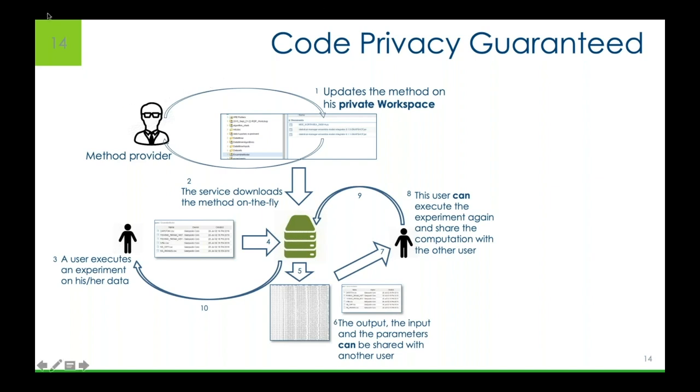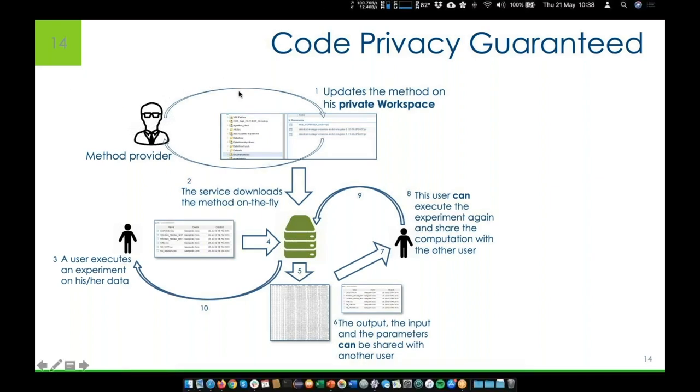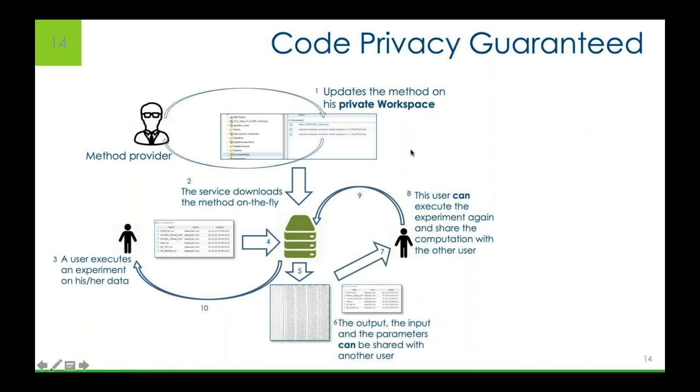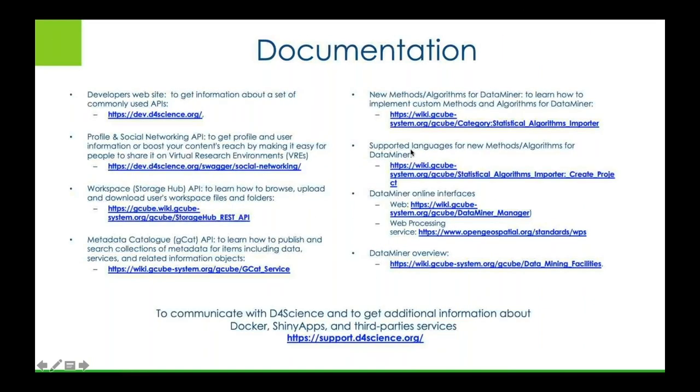Now, in the next slides, we will talk about the importing of methods. I want to say here that the code privacy is guaranteed. So what happens when you import a method is that the method provider uploads the method in its private workspace, and the service downloads the methods on the fly, so that a user executes an experiment on his or her data, but doesn't see the method code, right? So the output, the input, and the parameters can be shared with other users, but not, of course, the method itself. And this user can execute the experiment again and share the computation with the other user.